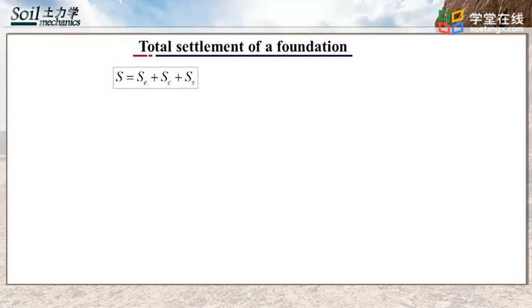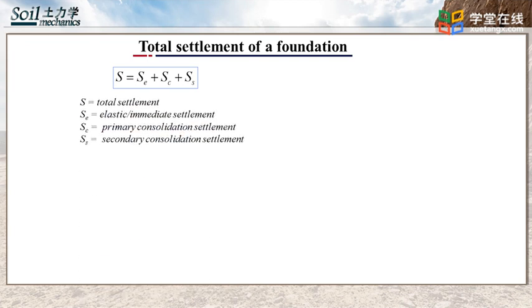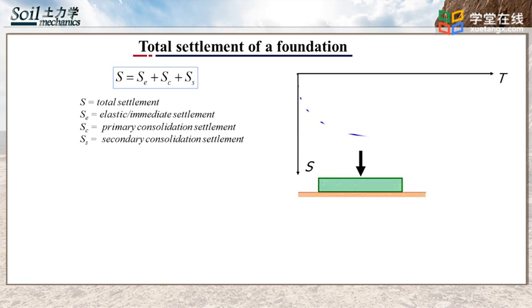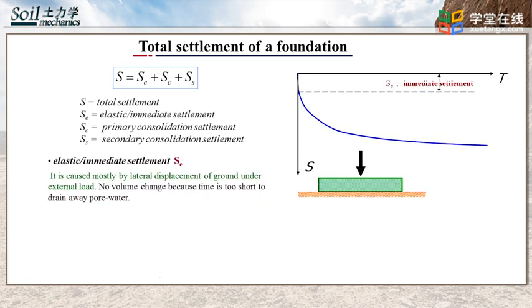Settlement of a structural foundation is caused by the ground soil deformation. Usually, the total settlement of a foundation can be divided into three components: initial immediate settlement, primary consolidation settlement, and secondary consolidation settlement. The elastic or immediate settlement is caused mostly by lateral displacement of ground under external load. It's assumed that there is no volume change because the time is too short to drain away pore water.